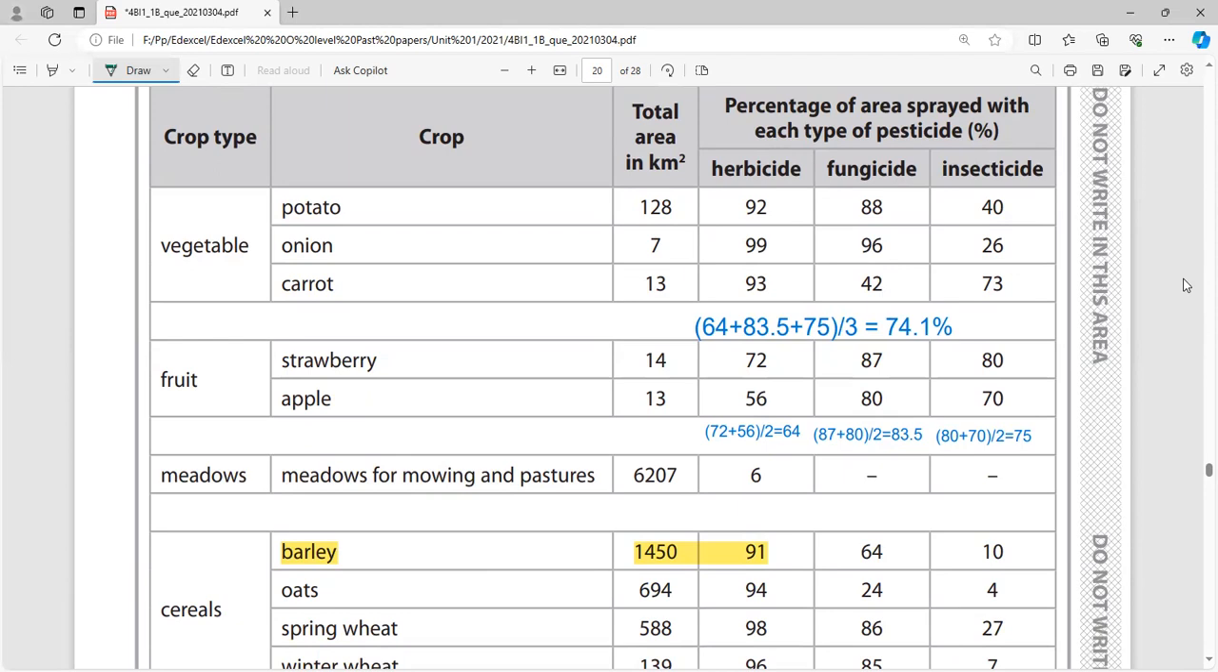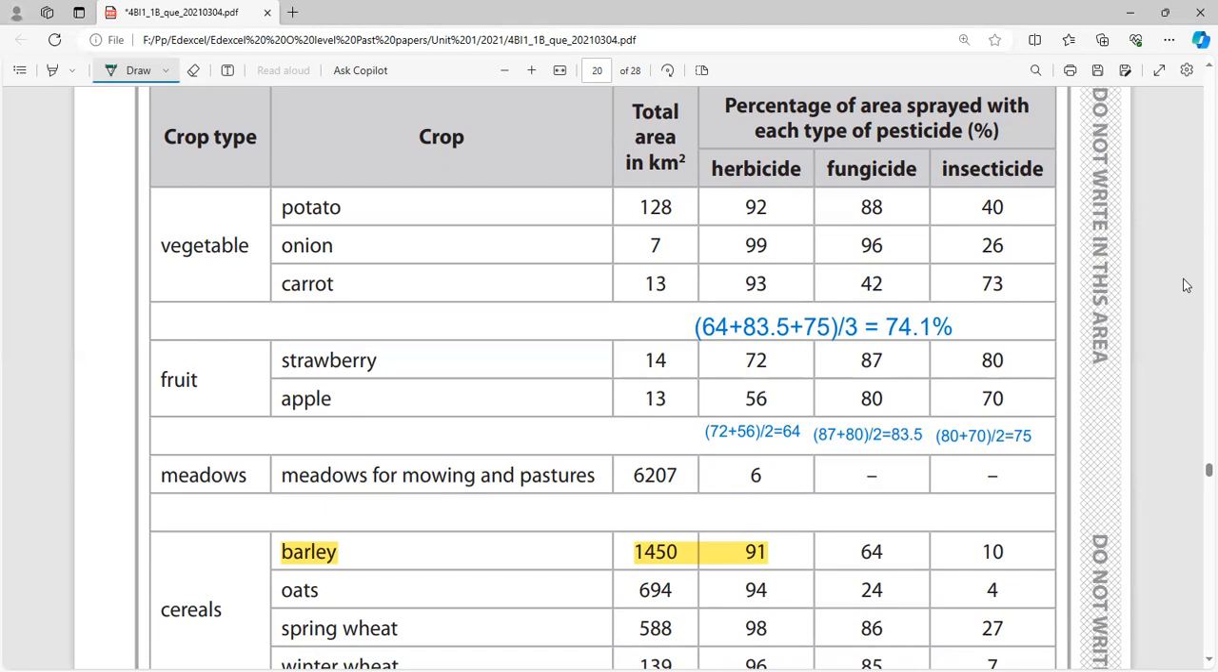Second, you need to compare herbicide. When we compare herbicides, you can see they are used more in cereals, like 91, 94, 98, as compared to the fruit, which is 72 and 56. So that's just for 1 mark. Second, you need to give a reason why we are using more herbicide in cereals: because cereals are small plants, they have to compete with weeds. So that's why we need more herbicide. This is for 2 marks.